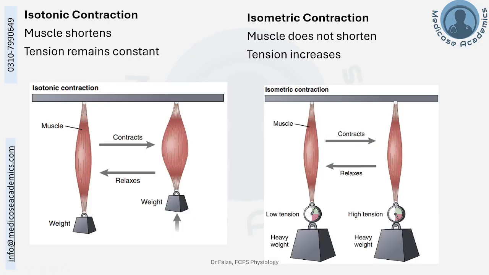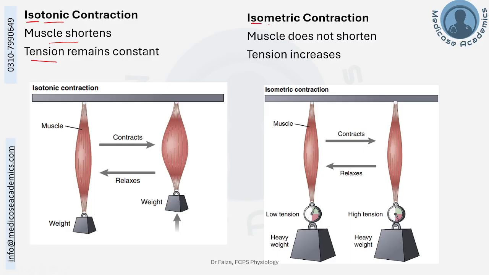So, isotonic contraction, as the name is evident, iso means same and tonic means tone. In isotonic contraction, the tension will remain constant and the muscle length will change. That is, the muscle will shorten. As you can see, the muscle has shortened, but the load is constant. That is why the tension is constant. The afterload constant, tension constant, and the length has changed.